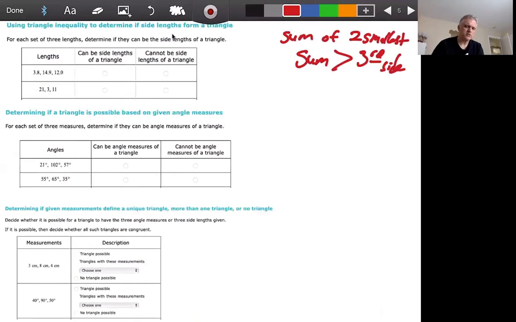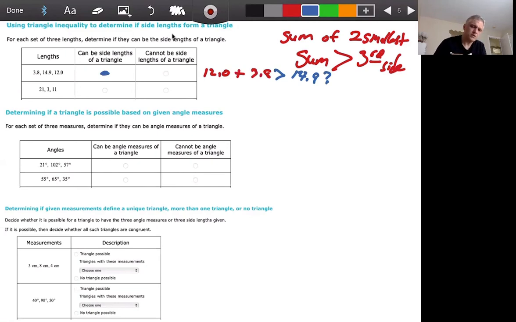Now they gave us some decimals. Ooh, trying to scare us with decimals. What's the point? Get it? No? Okay. Just take the 2 smallest sides. The 2 smallest sides here are 12.0 and 3.8. And your question is, is that greater than 14.9? Yup, it is. So because it is, you say they can be the 3 lengths of a triangle.